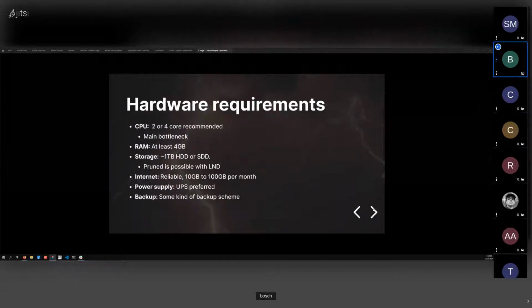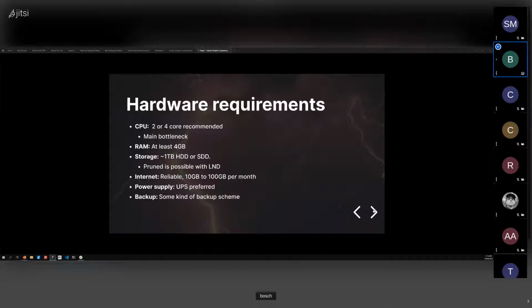So the hardware requirements: you generally want a 2 or 4 core CPU. This is the main bottleneck you're going to encounter when running a Bitcoin node. Most of that bottleneck occurs with the syncing of the digital signature verification with the blockchain data, so it doesn't actually pertain to the Lightning Network aspect. But as I mentioned before, most people who run a Lightning Network node run a Bitcoin node as well.